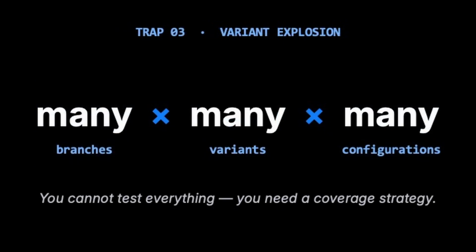Third is a potential variant explosion. Many branches multiplied by many product variants and configurations lead to a lot of different things to test. At some point, it is impossible to test every possible combination, which is why you need a clear strategy about what gets covered where and when.